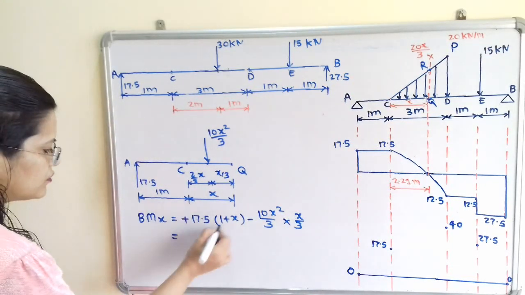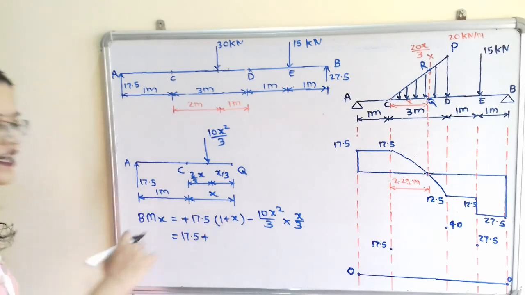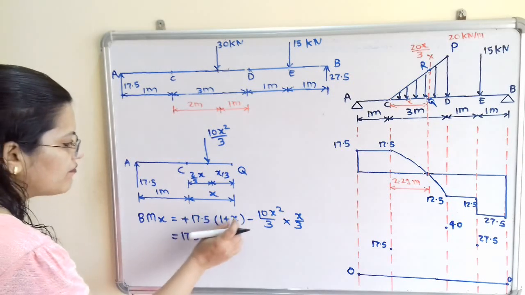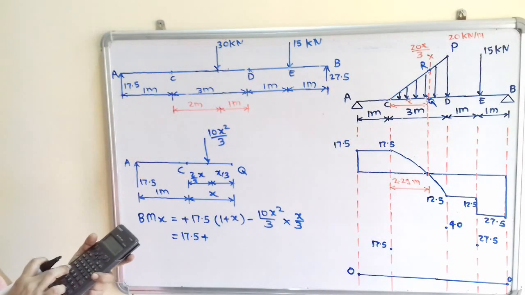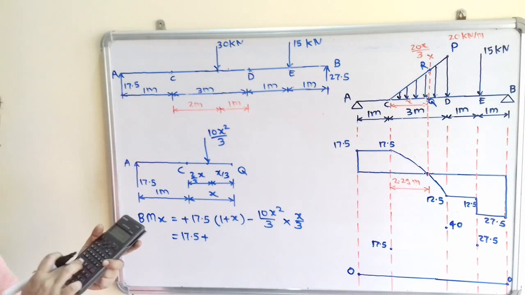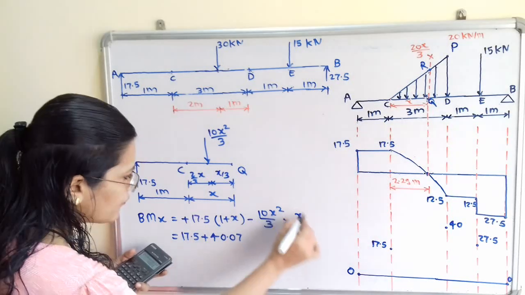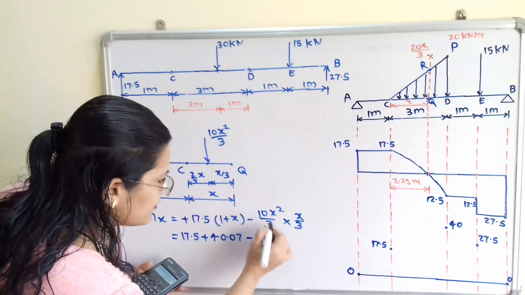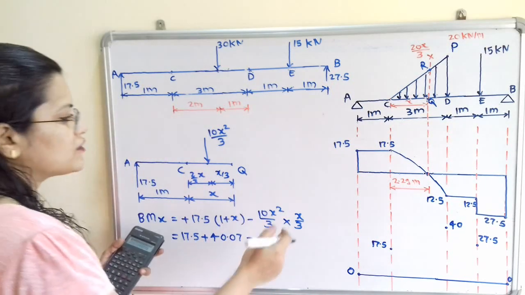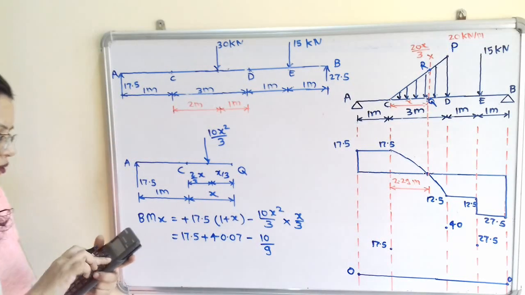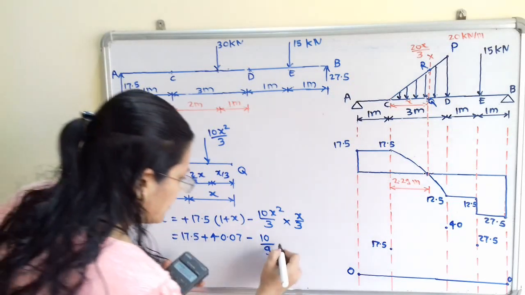Now we will simplify this. So here it will become 17.5 plus. Now if I calculate inside the bracket, then 17.5 multiplied by x. But value of x is 2.29 meters. So we will calculate here 17.5 multiplied by 2.29. That is 40.07. Now we will simplify this minus 10 x cube by 9. 10 by 9 multiplied by x cube. So x cube, that means 2.29 cube. So I will calculate here 2.29 cube, that is 12.